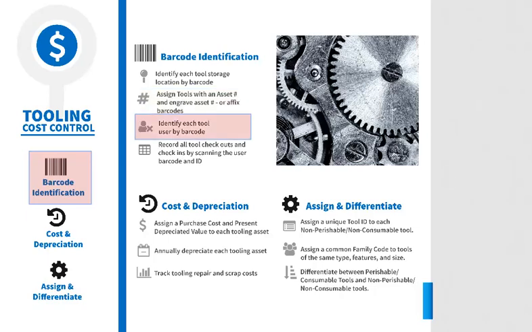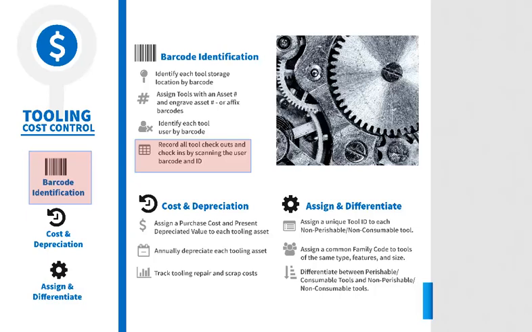We should also identify tool users via barcode. So each employee, department, section, or machine that requires tools should be assigned a barcode number whenever that tool is issued to an employee, location, or even to a machine. Collect the barcode and user ID data. The fourth step we should do for barcode identification is to record all tool check-ins and check-outs.